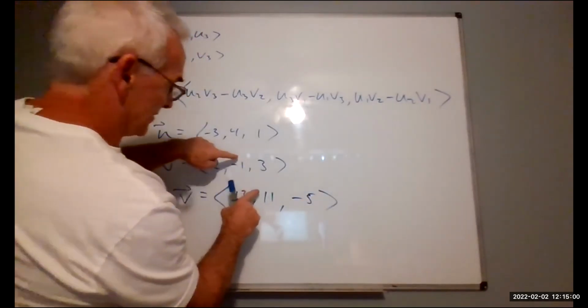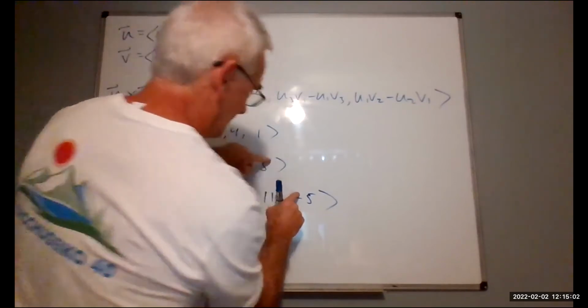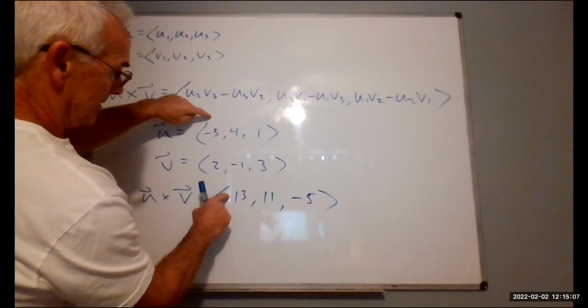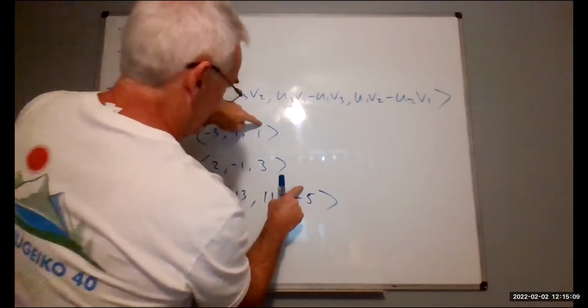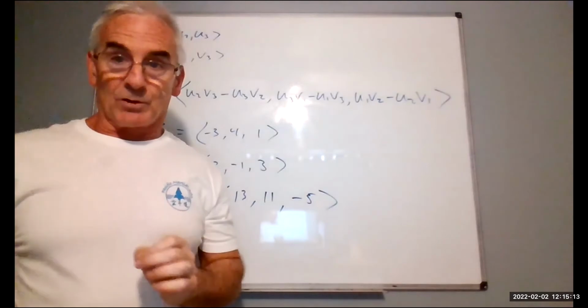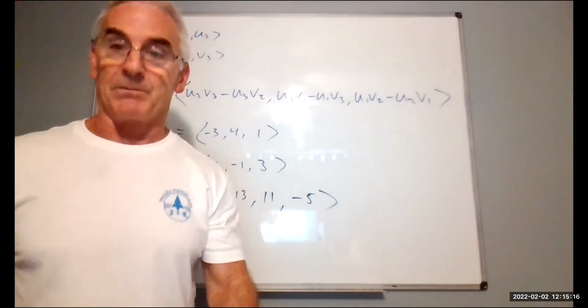26 plus -11 plus -15, that's 0. Or -39 plus 44 plus -5, that's also 0. That's my check. Every time you do a cross product, you should immediately check it by doing a dot product.